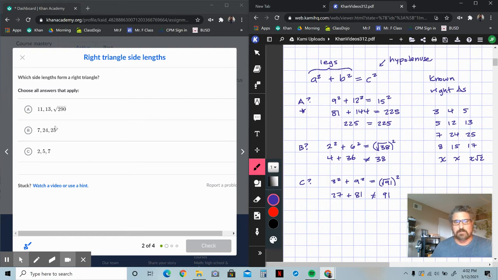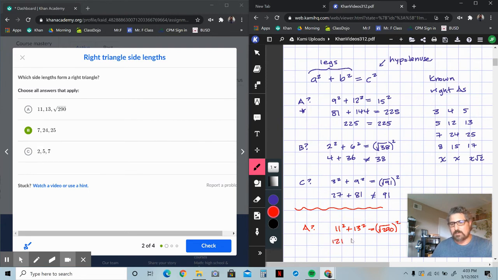I see 7, 24, 25. So that definitely is going to work. Okay? I don't really know about A and C. Okay, so let's investigate, well, let's do A, actually. Let's do the square root of 290. It looks like it's bigger than 13 because 13 squared is going to be 169, so definitely not 290. So it doesn't look to me like a right triangle, just to be honest. But let's investigate it. If it is a right triangle, it would be 11 squared plus 13 squared equal to the square root of 290 squared.